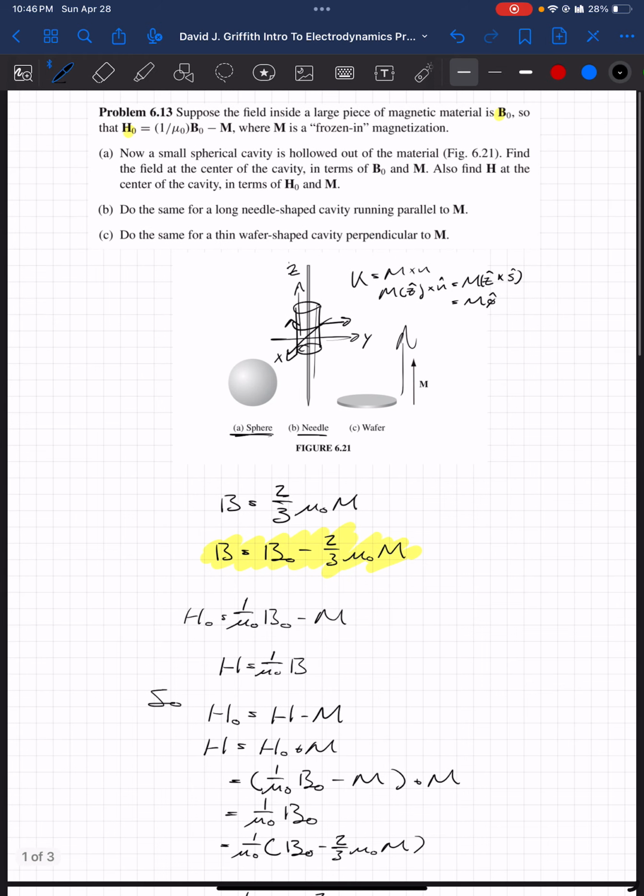Now, part C says to do the same again for a thin wafer-shaped cavity perpendicular to M, which we can see here. This one is a little more tricky to understand the concept behind. However, it's again similar to a solenoid, and also sort of a loop, but more crushed.